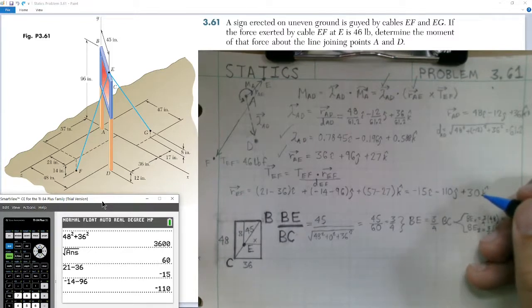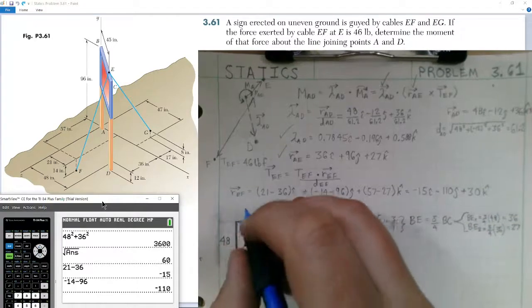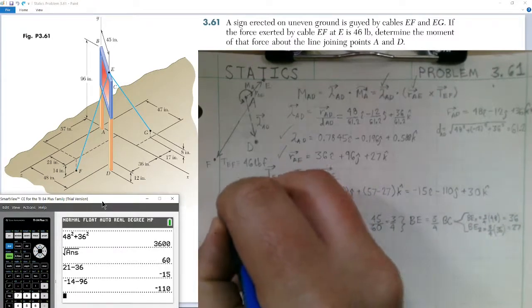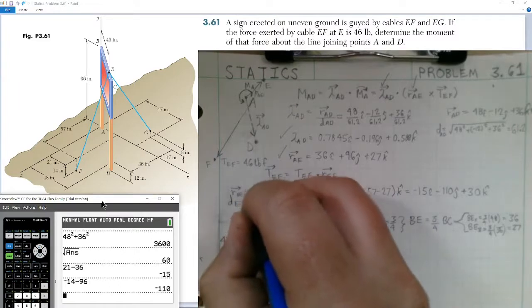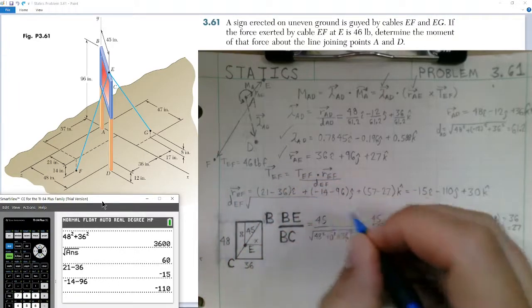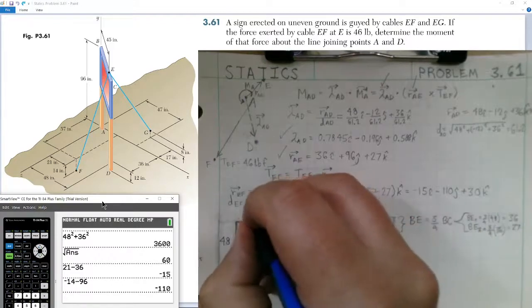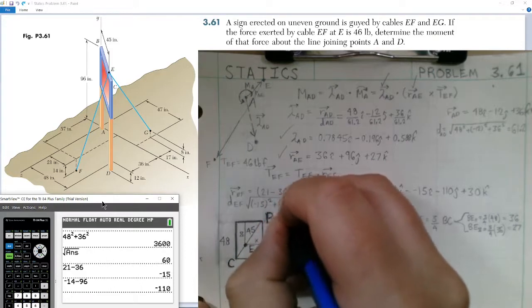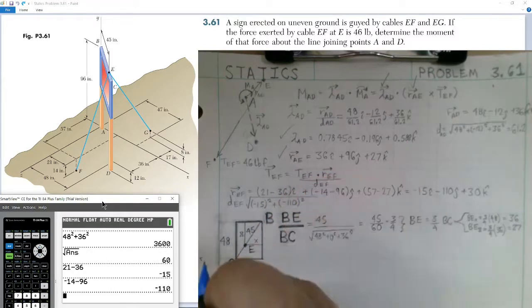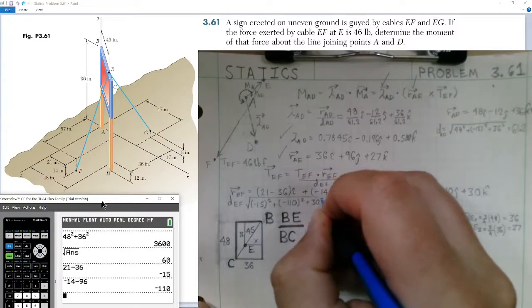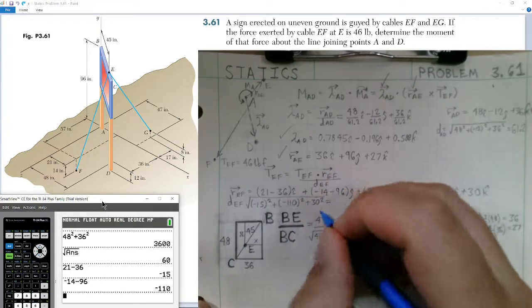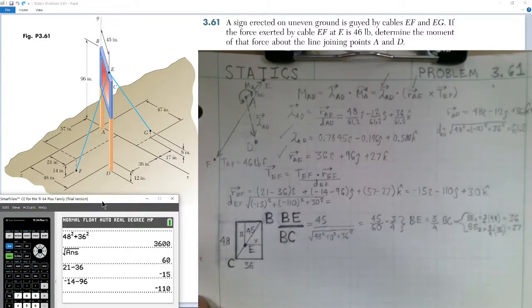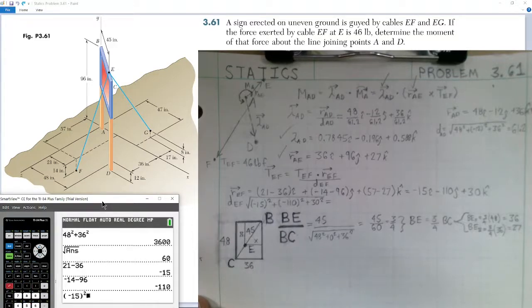Good. So now we can compute the distance from E to F by doing our distance formula, the magnitude formula. Distance from E to F is going to be the square root of each component we just determined, squared and added together, square root of that. So it would be negative 15 in parentheses squared plus negative 110 in parentheses squared plus 30 squared.